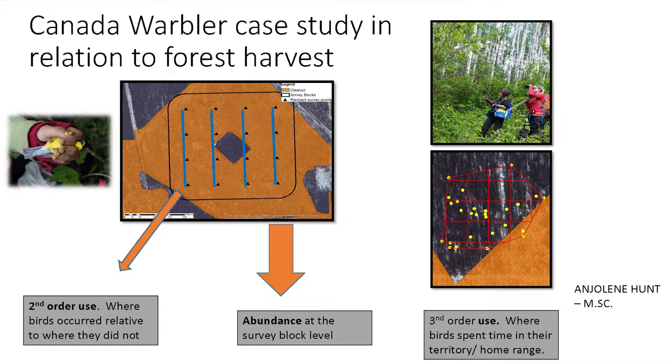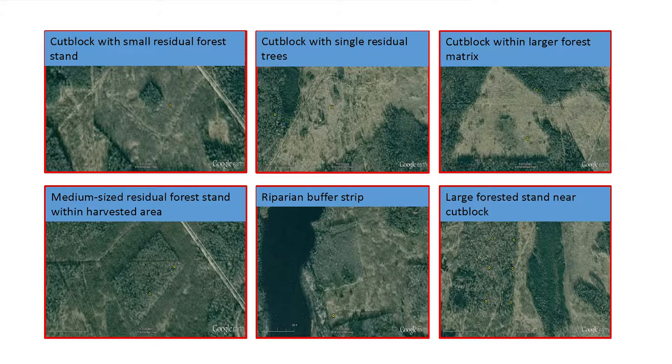Studying density at the block level, second order use, where did the birds put their territories in relation to forestry, and then when they actually were in a harvested block, what did they actually do, which we call third order use. So what Angeline did is she set up a whole bunch of large grids that were about 20 hectares in size. She walked back and forth to do that spot mapping. She also did some point counts, and then she also did the following. She did all of those things to understand Canada warbler behavior in relation to forestry.